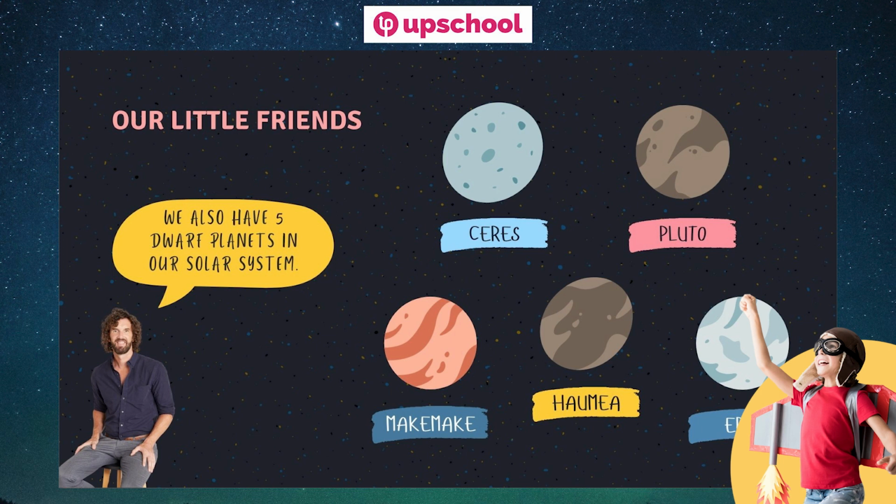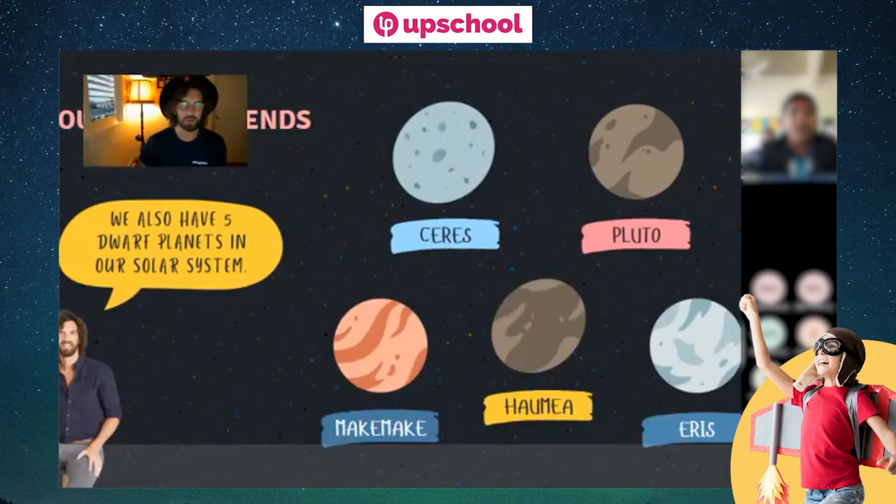Now in our universe, in our solar system, in our galaxy, we also have 5 dwarf planets. You need to write these down in your book. These are definitely in the quiz, and there are bonus points for those people who can remember them. So take a quick look. In our solar system, we have 5 dwarf planets. Their names are on your screen.